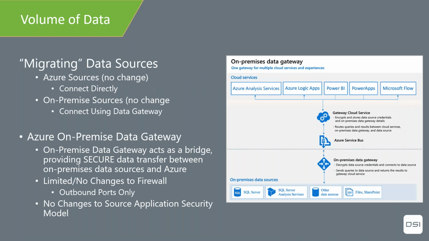So what you're able to do very quickly is migrate all those data sources over, with absolutely no change at all. In terms of the data sources, on-premise stays the same way. The on-premise gateway is extremely secure and acts as a bridge between Azure and your on-premise data sources. There are very limited or no changes to your firewall because it's all outbound traffic, so you don't have to punch a bunch of holes in it, and you don't have to change the application source security.